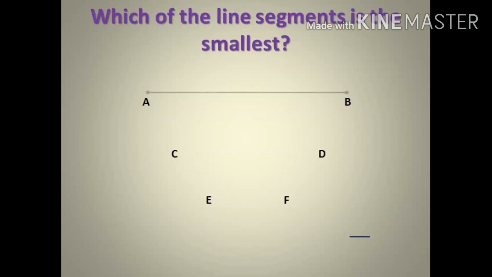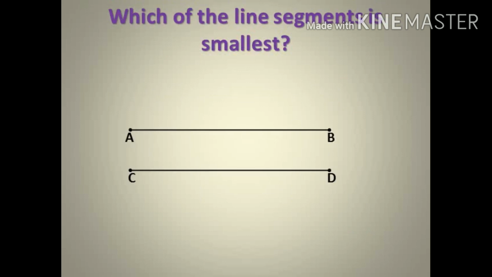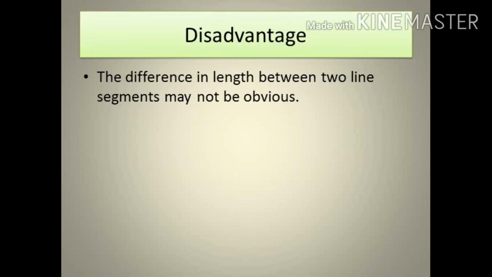Now, which of the line segments is the smallest? As we can clearly see, EF is the smallest line segment. But in this case, we can't clearly say which of the line segments AB or CD is greater. This is the disadvantage of this method. The difference in length between two line segments may not be obvious.